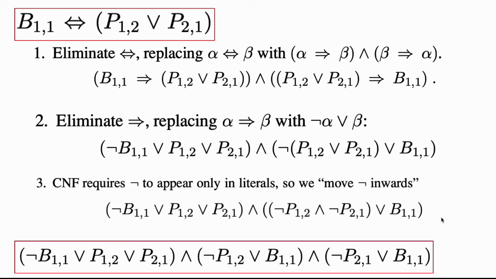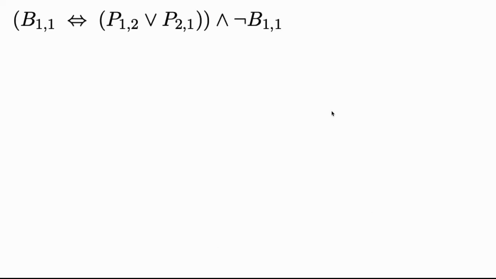So this is a representation of my original statement in the CNF format. Now let's see how we can do inference by using this particular format. Let's say I have this statement which I know to be true. This first part is coming from my environment rules, or rules of the game, and this second part is coming from my actual sensory input.